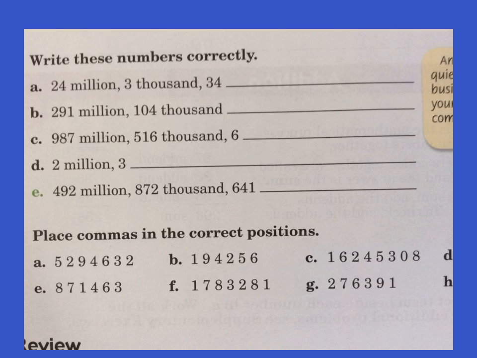In number 4, it says to write these numbers correctly. So I see it says 24 million. So I need to write 24. And when I see million, I put a comma. 3,000. Well, here's our thousands place. So I need to put 003 and 34. So every time you see the words, you know that a comma needs to go there. And in between commas, there needs to be 1, 2, 3. Except for when you go all the way this way, 24, since that's the beginning of the number, it might be less than 3.